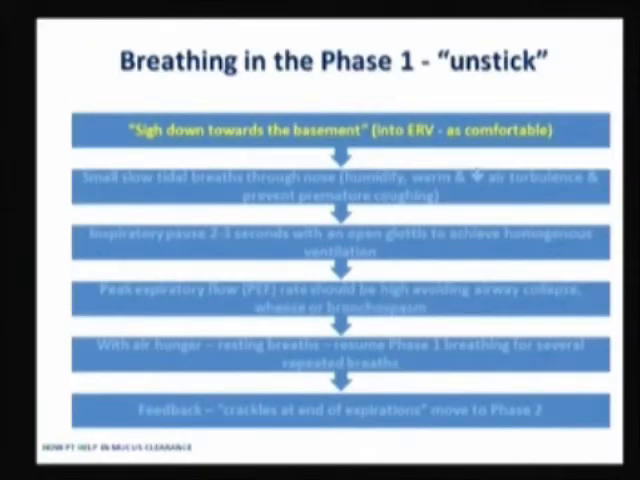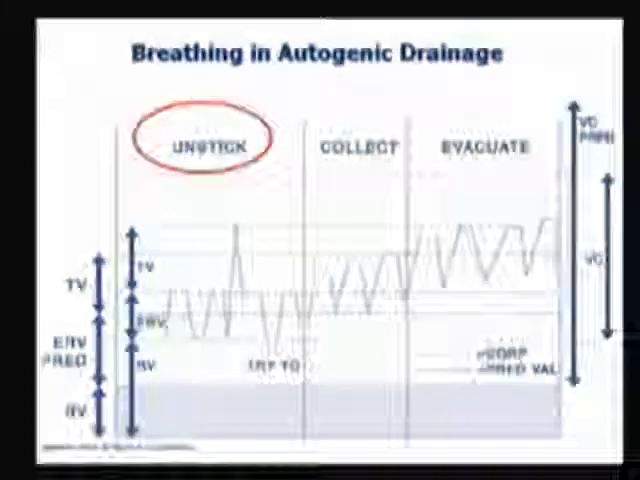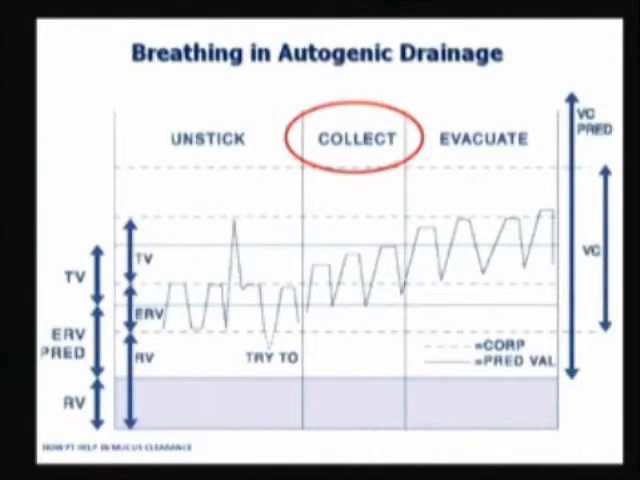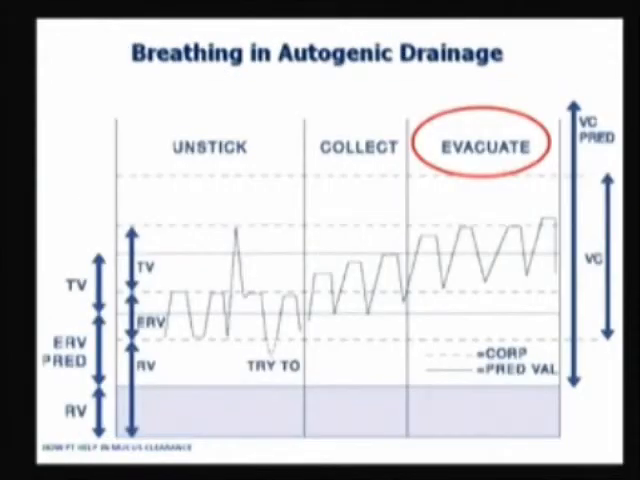Autogenic drainage is another technique that we use. It's divided into phases: first, to unstick in the expiratory reserve volume; then to collect with higher lung volume; and finally to evacuate with higher lung volume and more rapid airway flow.